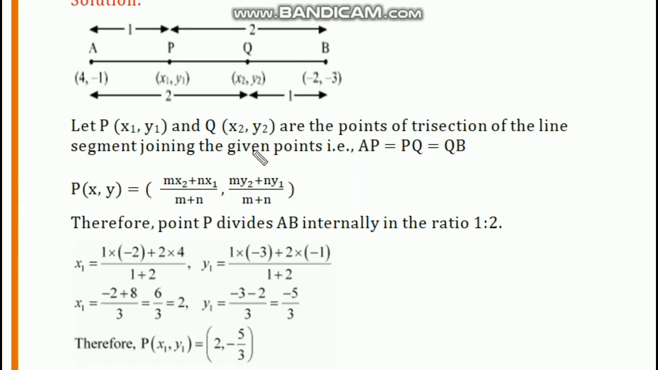At the same time, next we need to find Q. How to find Q? For that, we take from A to Q. A to Q totally how many parts are there? Two parts. From Q to B only one part. So we can take the ratio as 2 is to 1.